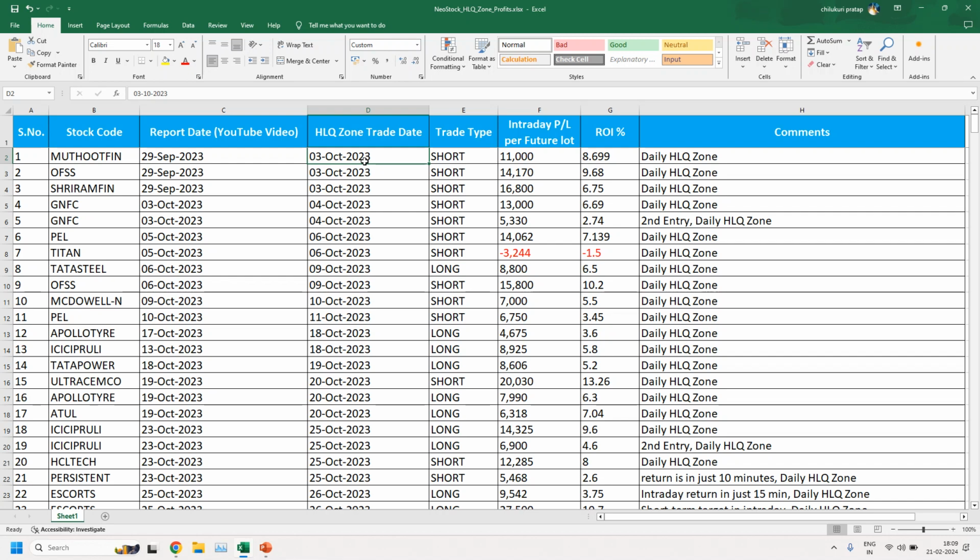Because we are having 75-minute zones also. With 75-minute zones, there are higher possibilities that we get a trade on the next day.